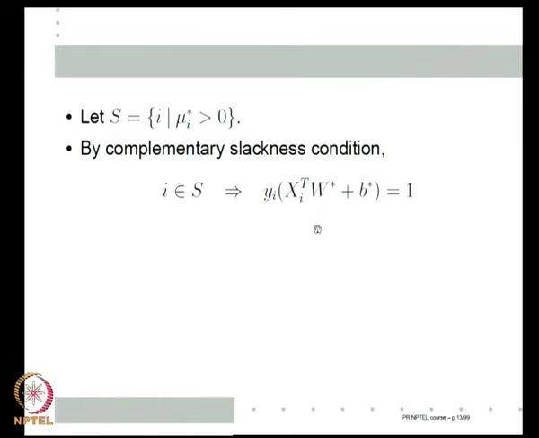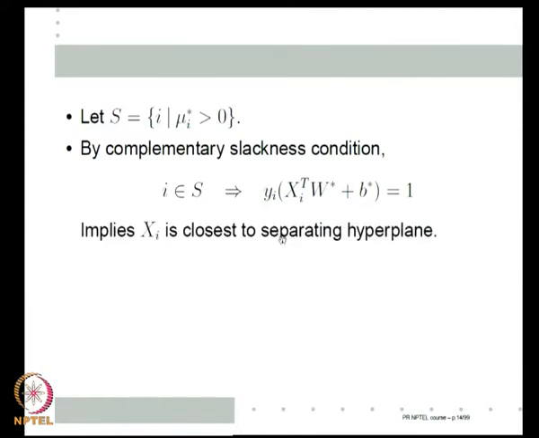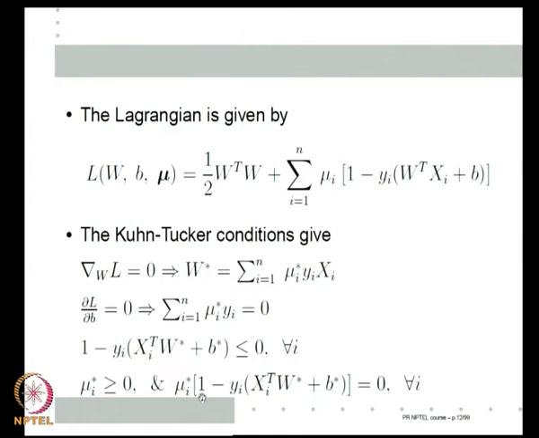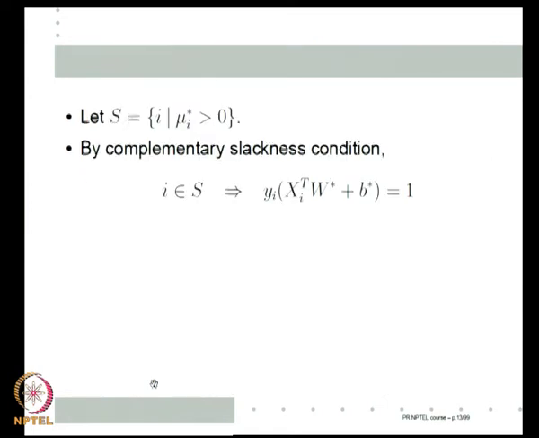This means that x i is on the hyperplane W star transpose x plus b is equal to plus 1 or minus 1, depending on whether y is plus 1 or minus 1. So, it is on one of the two parallel hyperplanes, which means that x i is a pattern that is closest to the separating hyperplane. So, the x i corresponding to the non-zero Lagrange multipliers are the training patterns which are closest to the separating hyperplane. The complementary slackness says if mu i star is greater than 0, then this has to be 0.